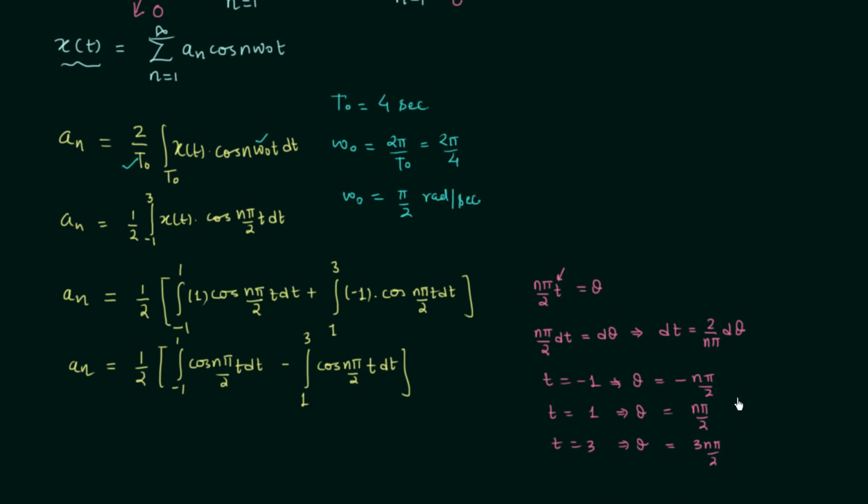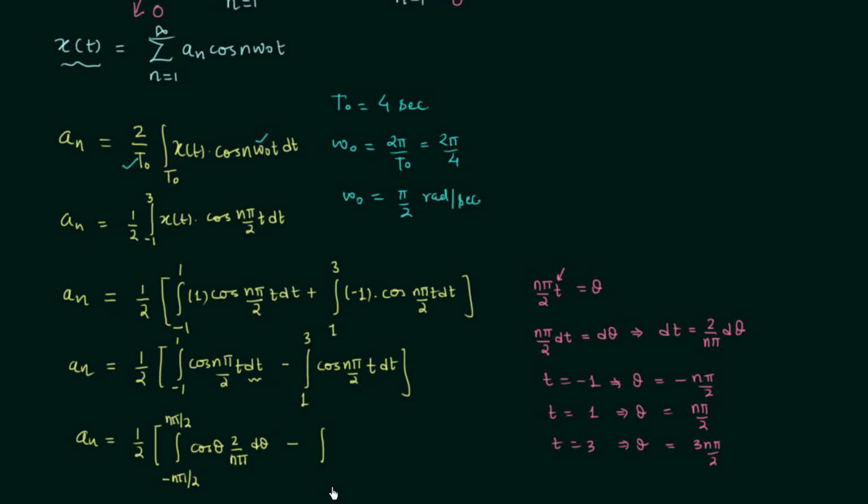Now we will substitute all these values in the integration. a_n will be equal to 1 by 2 integration. In place of -1, we will have minus n pi by 2. In place of 1, we will have n pi by 2. cos(n pi t by 2) is equal to theta, so we have cos theta, and dt is equal to 2 by n pi d theta, so 2 by n pi d theta.